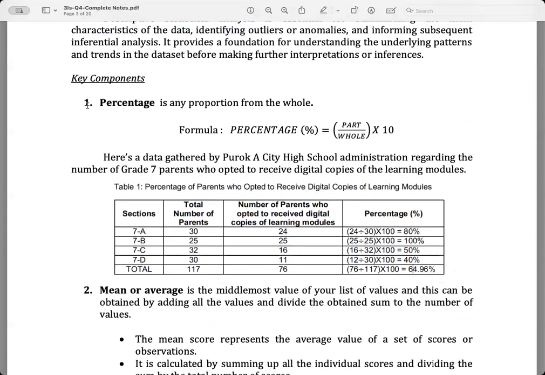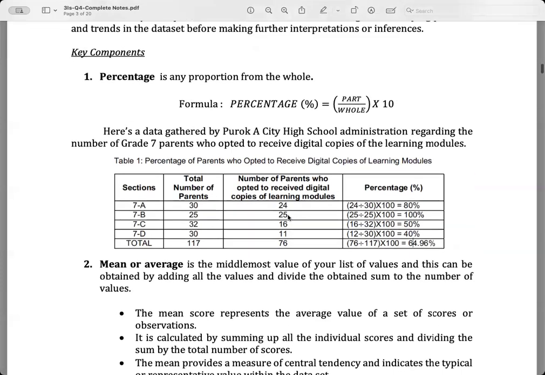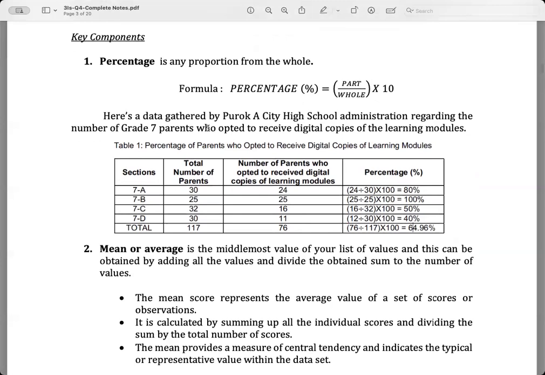Okay, so what are the main components of our descriptive statistics? So first, we have your percentage. Yes, and I think this is common already. You know how to do this. So percentage is part divided by the whole, and I'm sorry, this is not 10, but multiplied by 100. Okay, so for example, here's the data gathered by Purok A City High School administration regarding the number of grade 7 parents who opted to receive digital copies of learning modules.